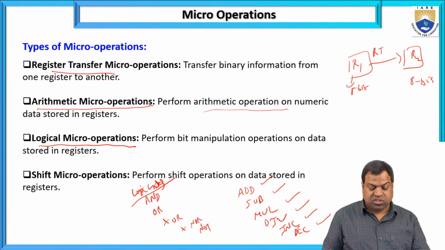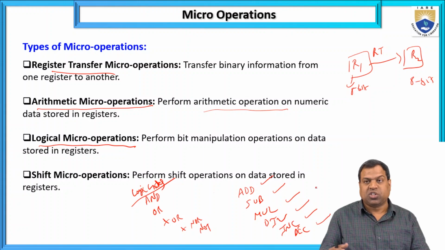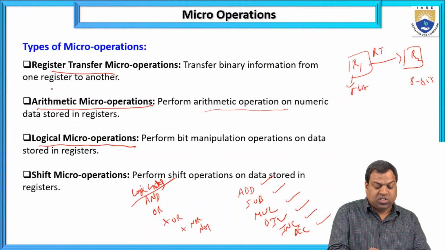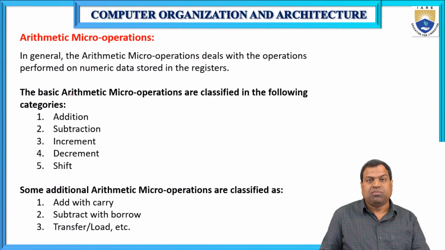Shift micro operations perform shift operations on data stored in registers. Shift means we are shifting from one register to another, or one memory to another memory, like this. These are the shift micro operations. The first one is the arithmetic micro operation. We will discuss the first one, arithmetic micro operation.